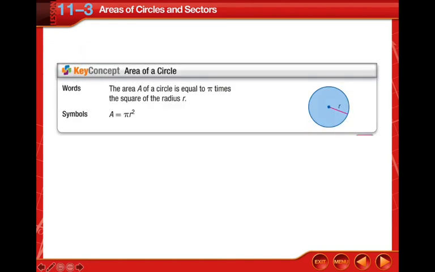So first thing, area of a circle. The area of a circle is equal to pi times the square of the radius. So whatever the radius is, multiply that by itself or square it, and multiply it by pi.